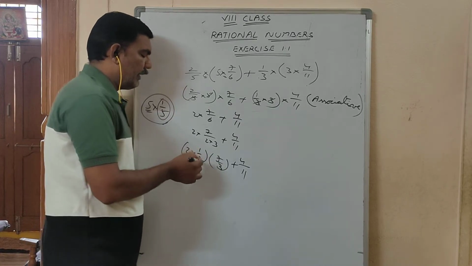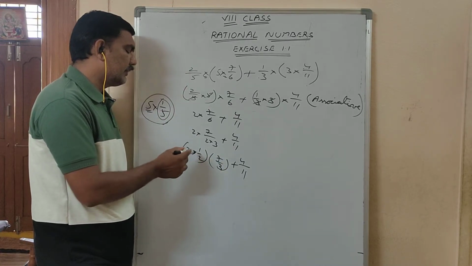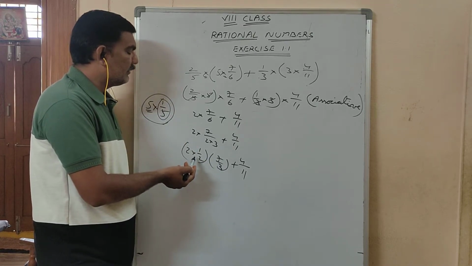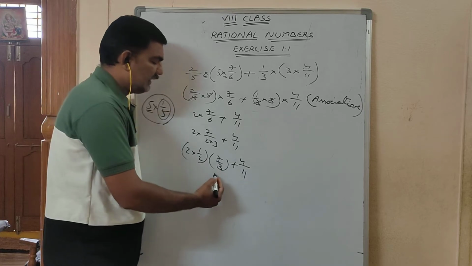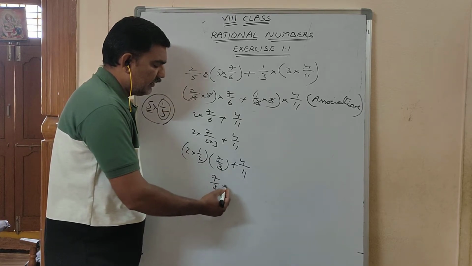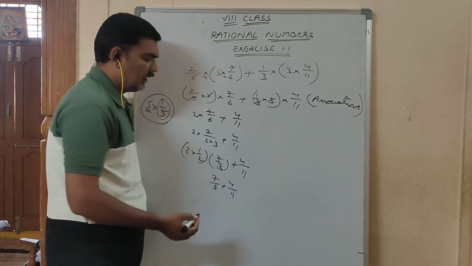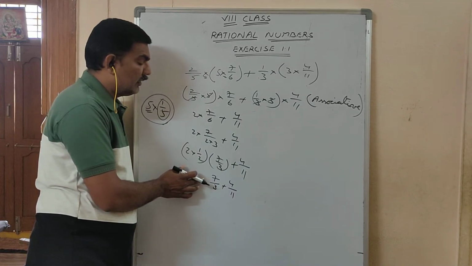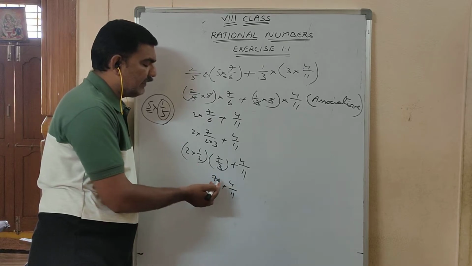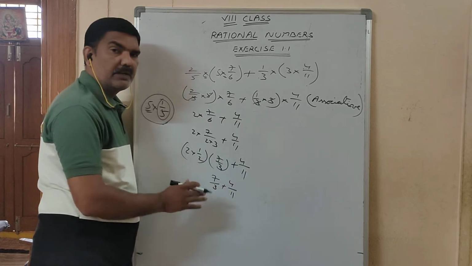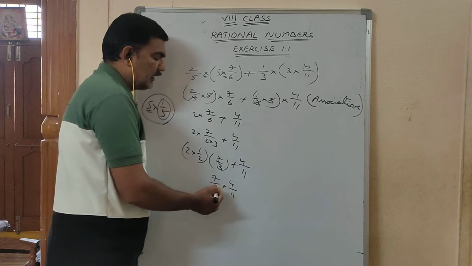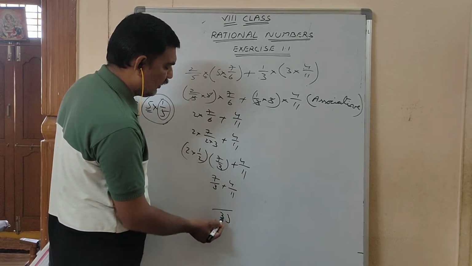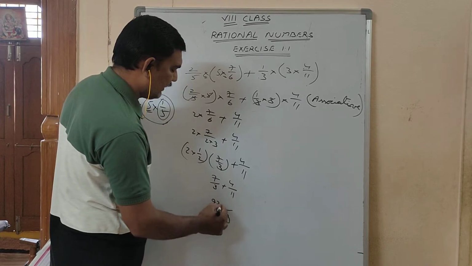2 into 1 by 2, again which property? Same. 1 by 2 is the multiplicative inverse for 2, and if you multiply these two, multiplicative identity will come. Then now 7 by 3 plus 4 by 11. This addition is very important. Maximum students will add 7 plus 4, 3 plus 11. We should not add like that. The LCM of 3 and 11 is 33. 3, how many times will go? 11 times. 11 sevens are 77.